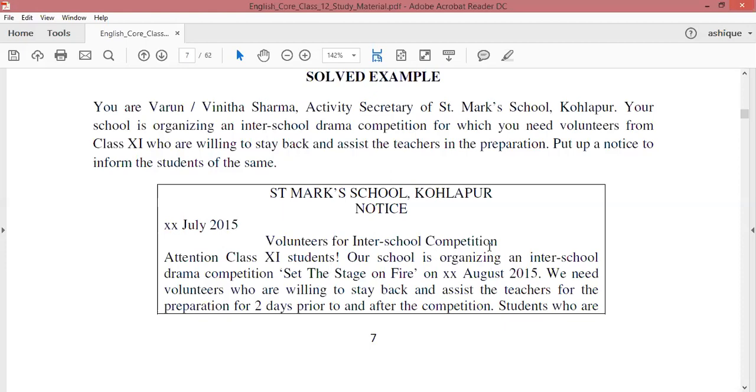Our school is organizing an inter-school drama competition. Set the stage on fire. Okay, set the stage on fire. This is the title of the drama on XX August 2015, means it has been mentioned in July. On some date in August, the program will be conducted. We need volunteers who are willing to stay back and assist the teacher for preparation for 2 days prior to and after the competition. Means before the competition, after the competition, they need to stay with the teachers.